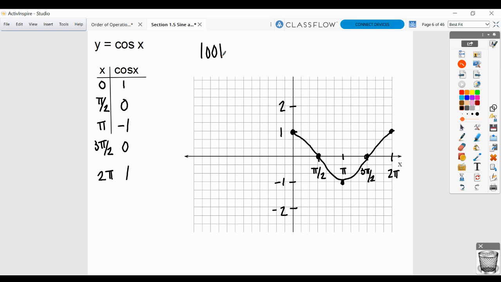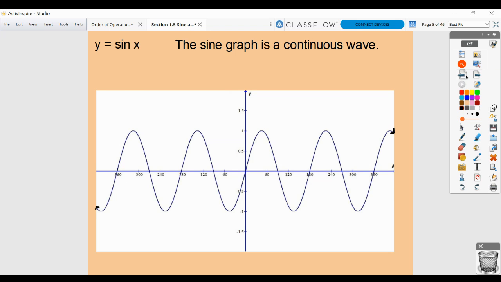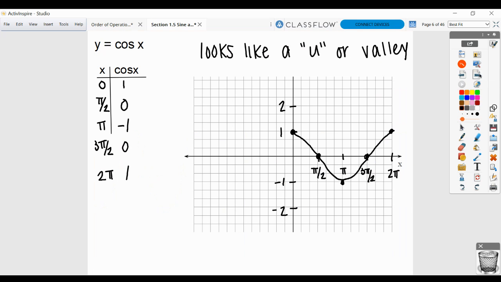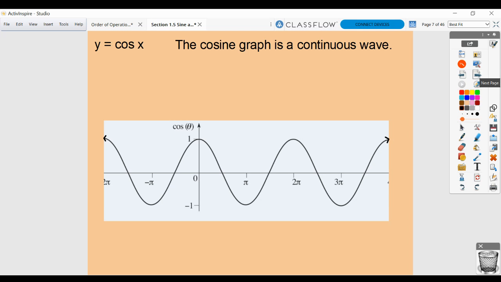It looks like a U or a valley. So you can see that they look different when you have the X and Y axis, but they do not look different if you do not have the X and Y axis, because it just keeps on going.